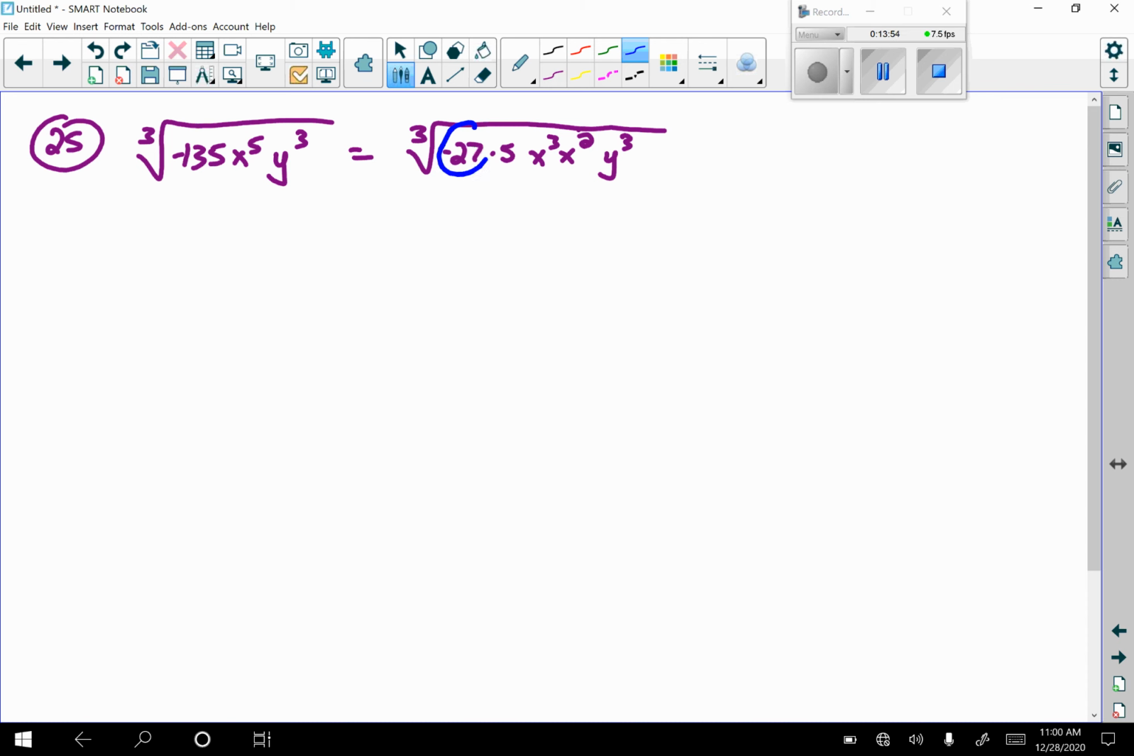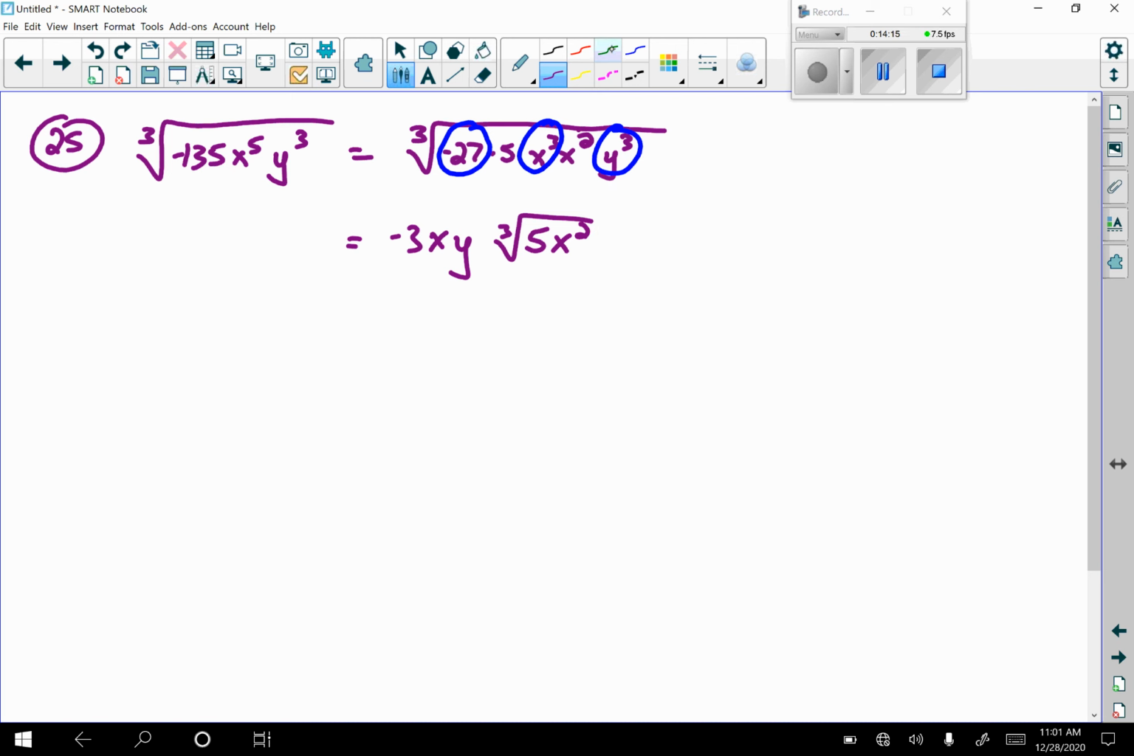All right, so we're going to circle the negative 27, the x cubed, the y cubed. All of those are going to come out. The cubed root of a negative 27 is a negative 3. Cubed root of x cubed is just x. Cubed root of y cubed is just y. Then we'll leave a little bit of space, the cubed root of 5x squared left over.